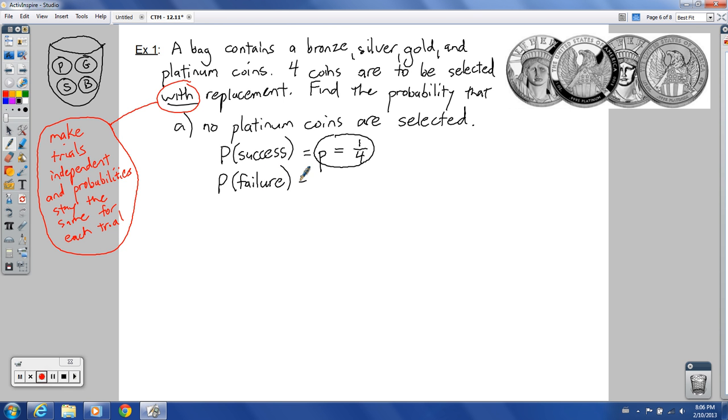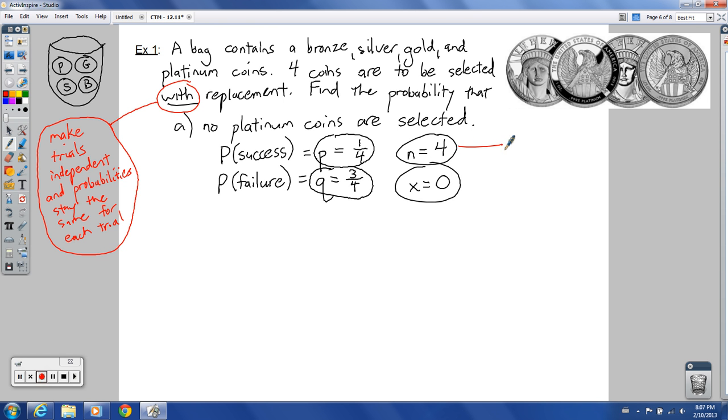Probability of failure is going to be represented by Q. And so there are 3 out of 4 coins that would be a failure for us if we're trying to get platinum. So Q is going to be 3 out of 4 instead of 1 out of 4. Notice these 2 added together add up to 1, like they should. So there's just 2 things that can happen, success or failure. And we're saying here that n is equal to, well, there's 4 coins that we're going to pull. So n is going to equal 4. And x, in this case, is no platinum coins. So our x for this problem becomes x equals 0.